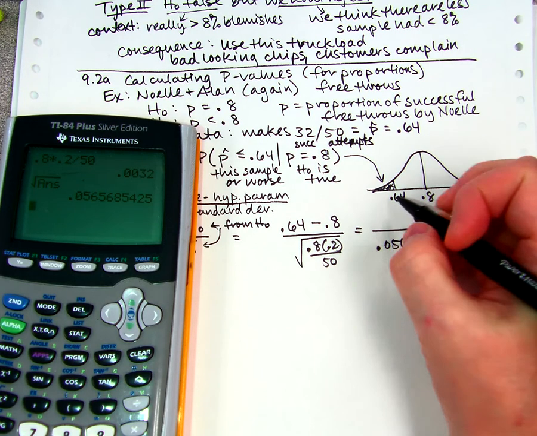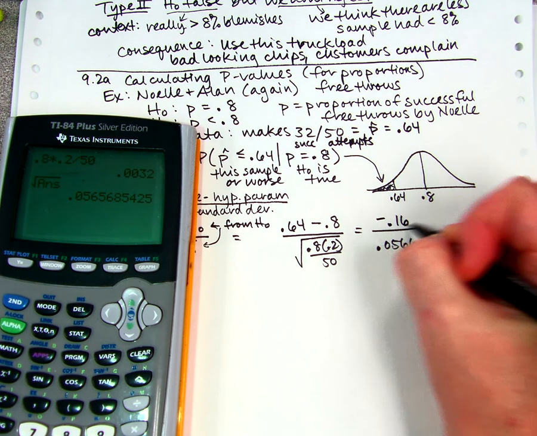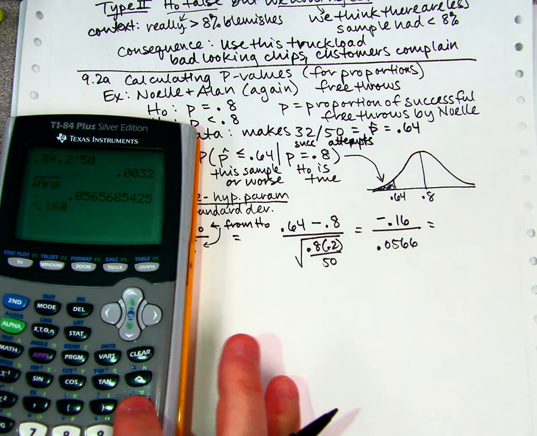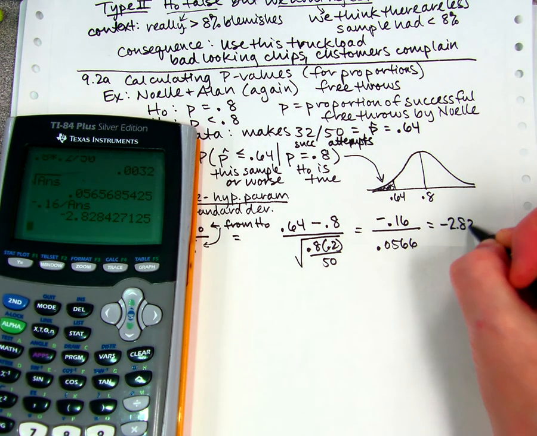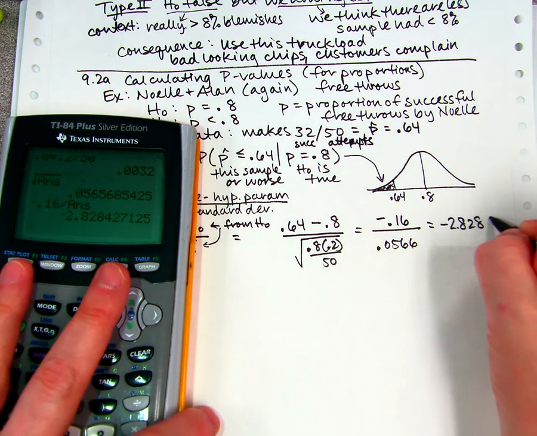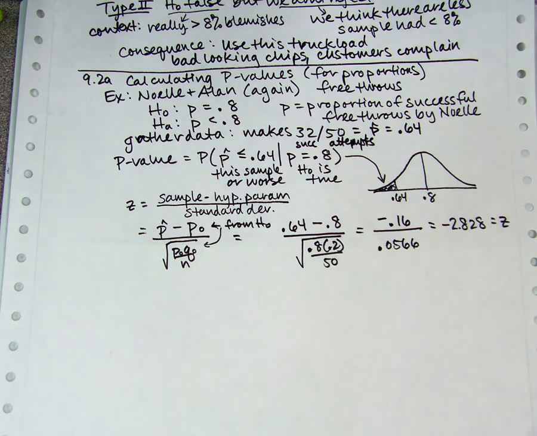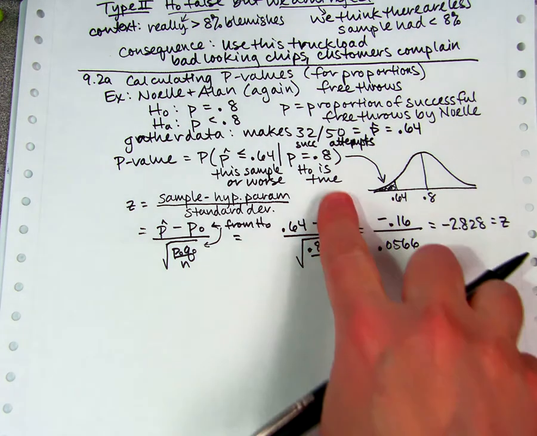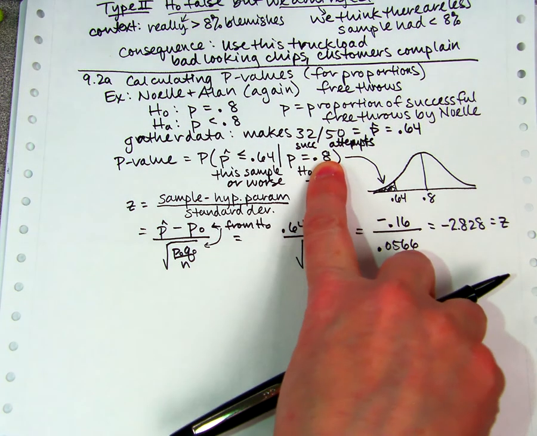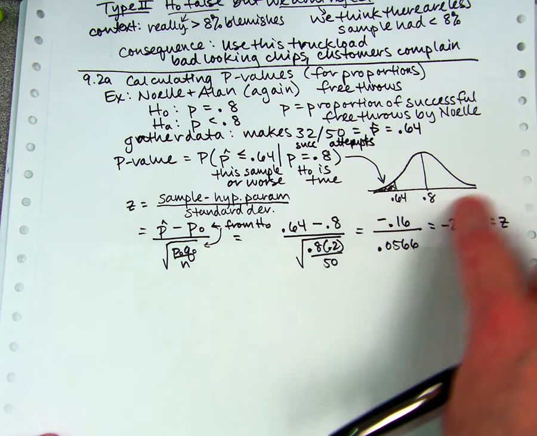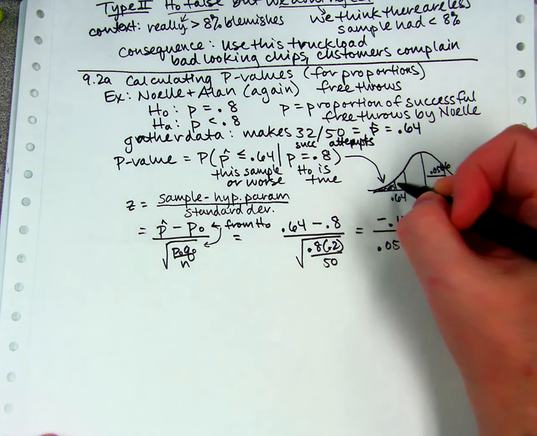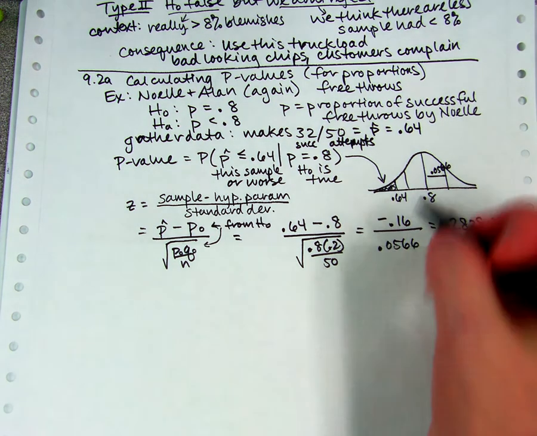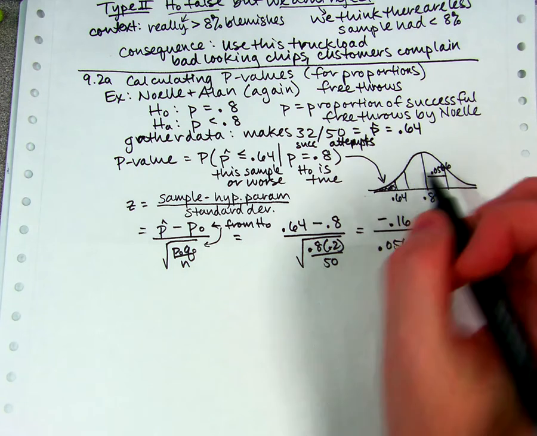On the top, I have a negative 0.16, and I'm going to divide that. And I got negative 2.828. That's my z-score. So I'm going to find a z-score based on the assumption that this number is correct. That's what I'm doing. I'm using this normal curve, and I'm going to say, okay, that means that this piece right here is 0.0566, and I'm trying to figure out where 0.64 lies on this. It's actually almost negative 3, so I should have drawn it further over.